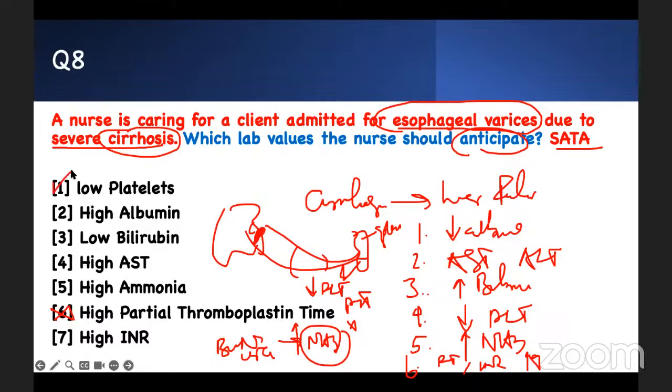Low platelet, yes. You don't have to pick anything if you don't know, but if you're 100% sure, pick it. So the platelet is going to be low. Albumin is not going to be high. Bilirubin is not going to be low. AST will be high. Ammonia will be high. PTT is not affected. INR is high. So we have 1, 4, 5, and 7. Those are your answer choices. So 4 out of 7 are your answer choices.